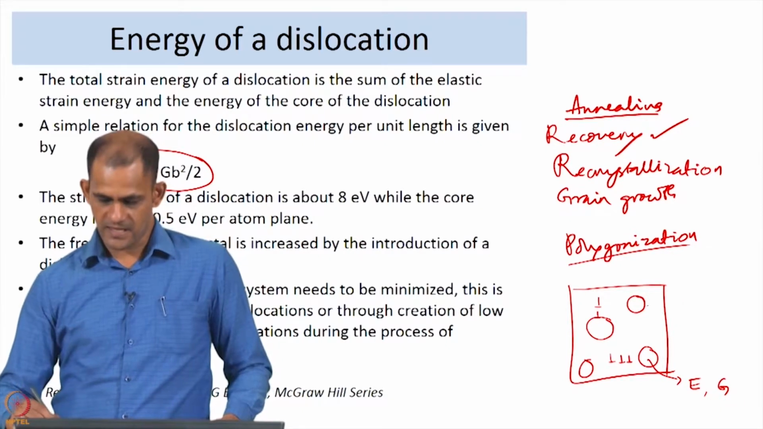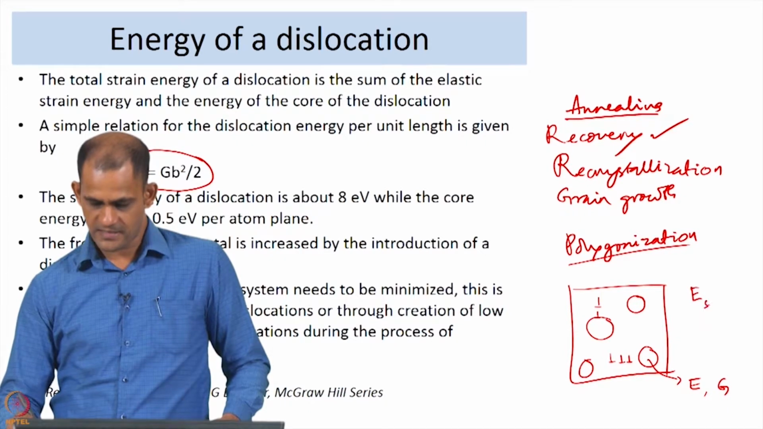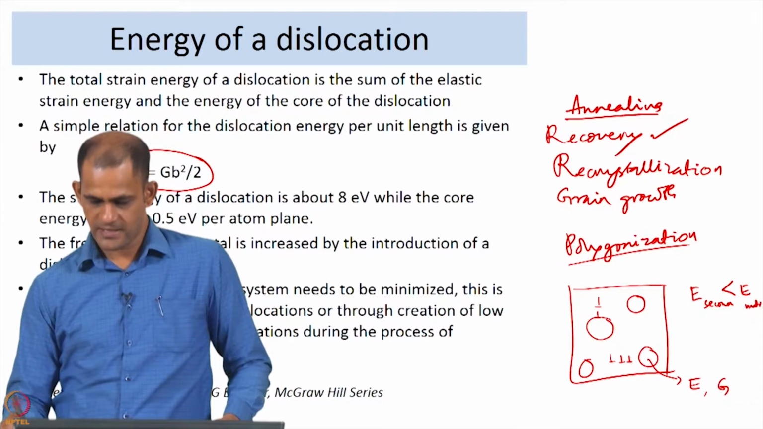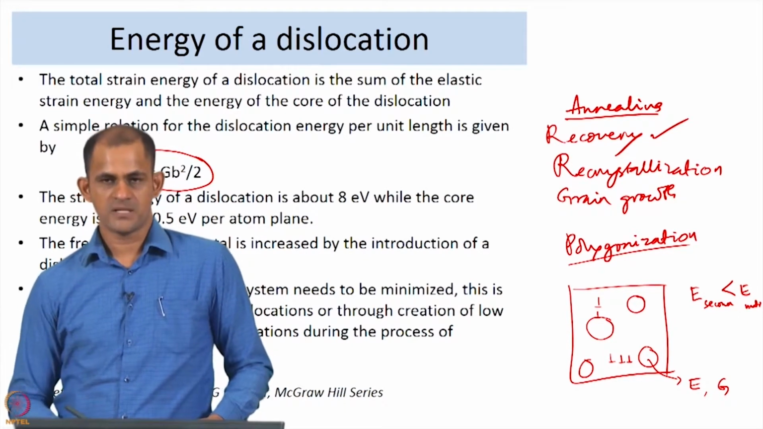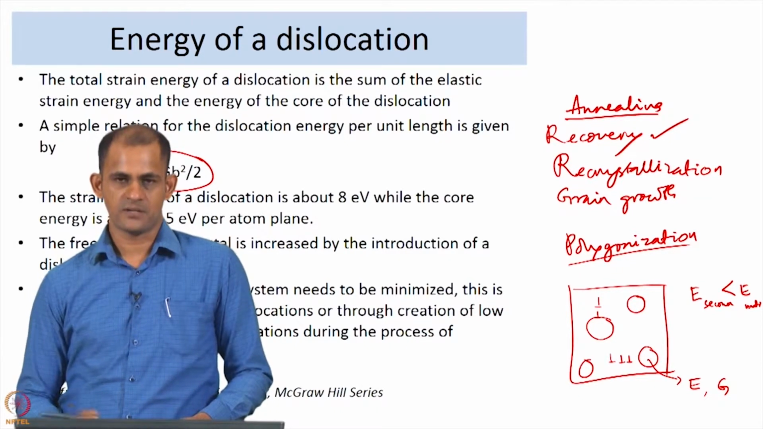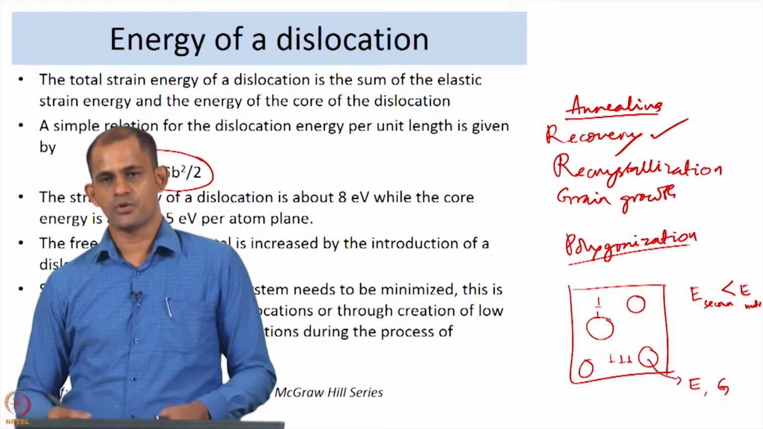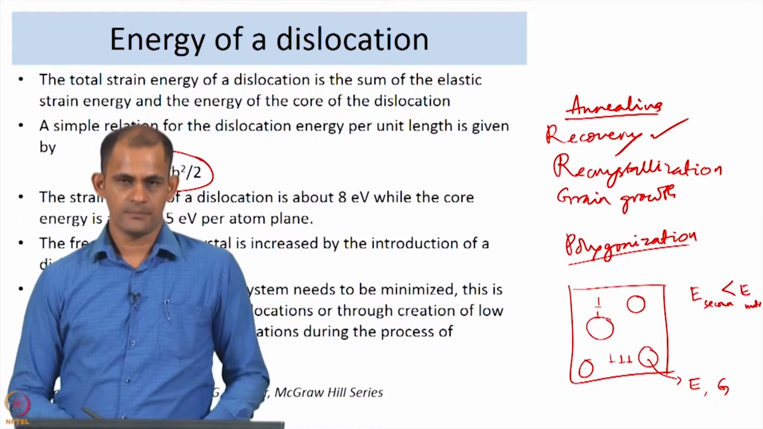Similarly, if the second phase has a lower elastic modulus than the matrix, then the dislocations would rather be happy moving into the second phase, because they will have a lower energy state in the second phase, in which case the material is going to be lower in strength compared to the matrix.